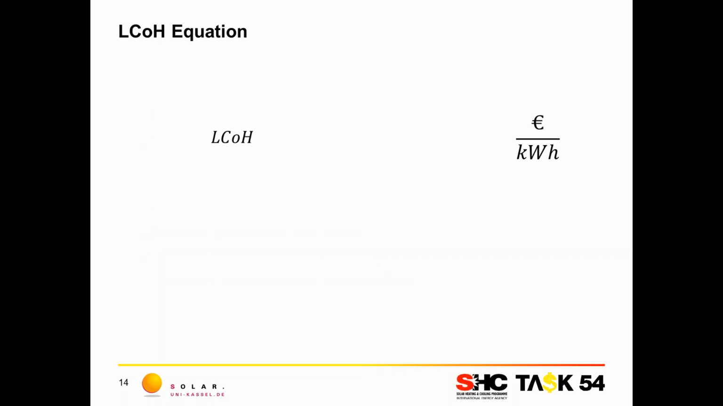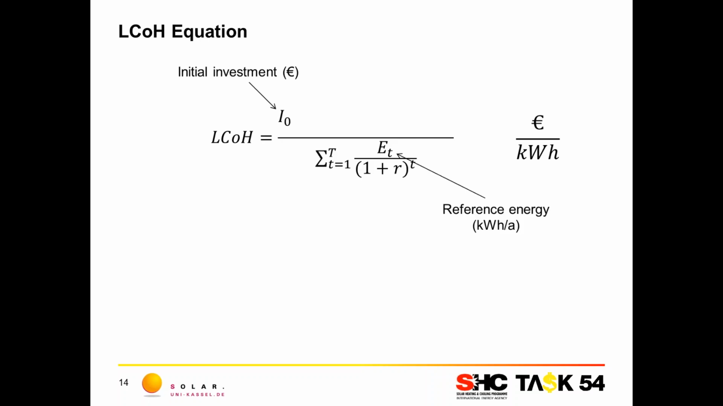Now I will go quickly through a simplified equation. So basically the LCOH is a ratio between cost and energy. And on the cost side, of course, you have the initial investments, which plays a role. And at the denominator, you have a reference energy. So I come back to that after. And so it is a dynamic indicator. So for that, the time series are discounted. And of course, you analyze that over a certain period of analysis, in our case, the lifetime of the system.